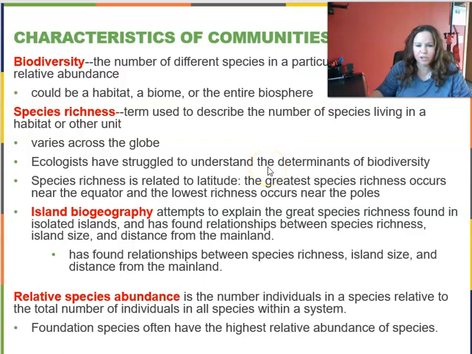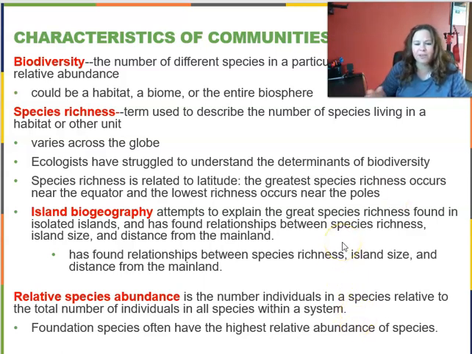Species richness is the term used to describe the number of species living in a habitat or other unit, and this will vary across the globe. And ecologists have struggled to understand the determinants of biodiversity, but they have realized that species richness is related to latitude. I have a picture of that coming up, and that the greatest species richness will occur near the equator, like in the tropical regions, and the lowest richness will be at the poles, probably as you suspect, like in Antarctica or the Arctic, where it's very cold.